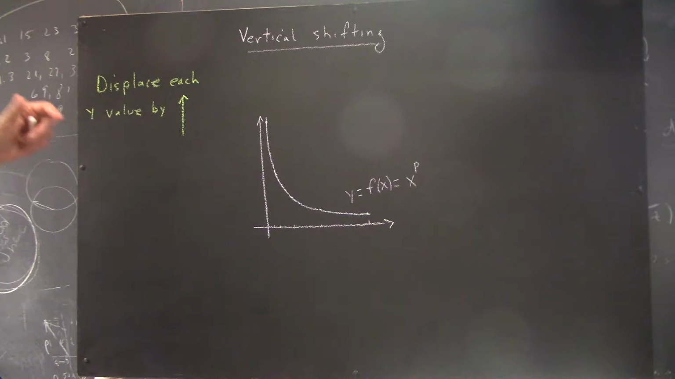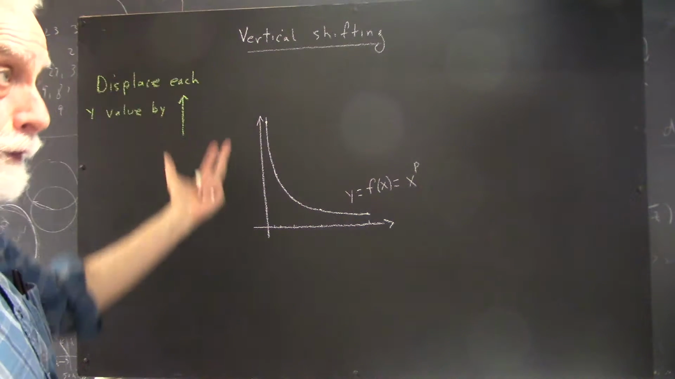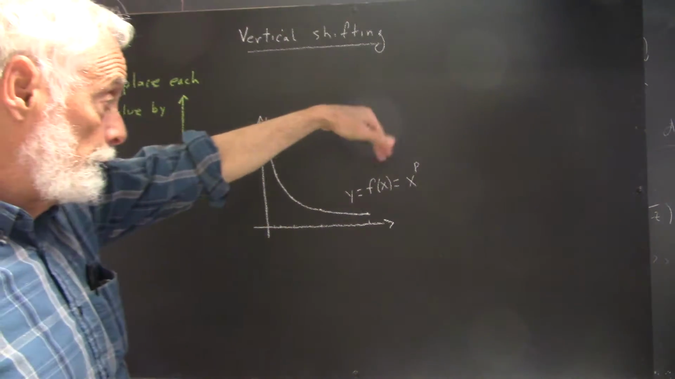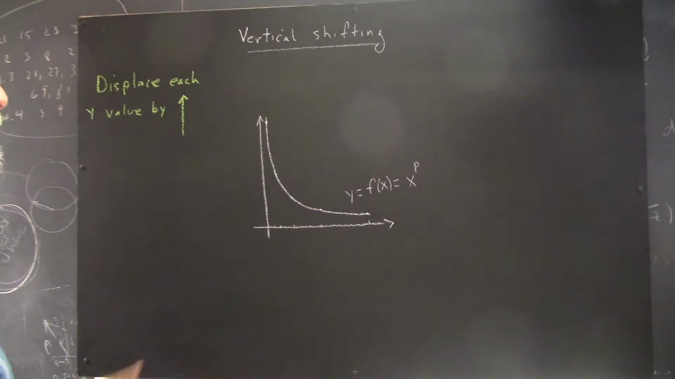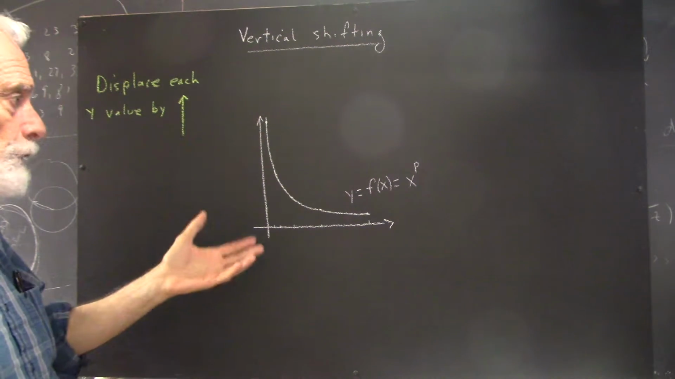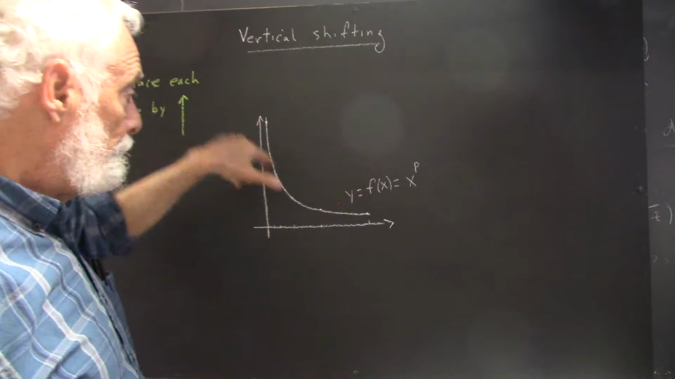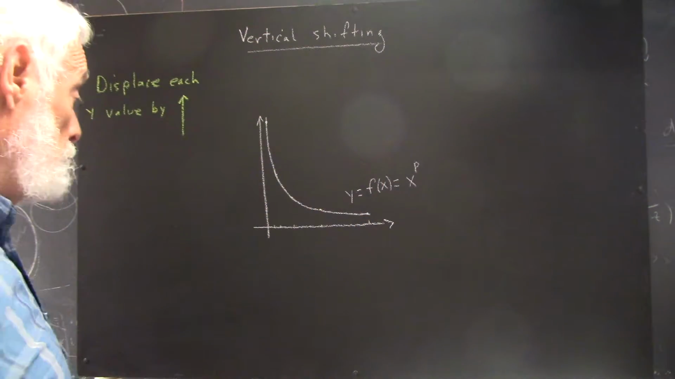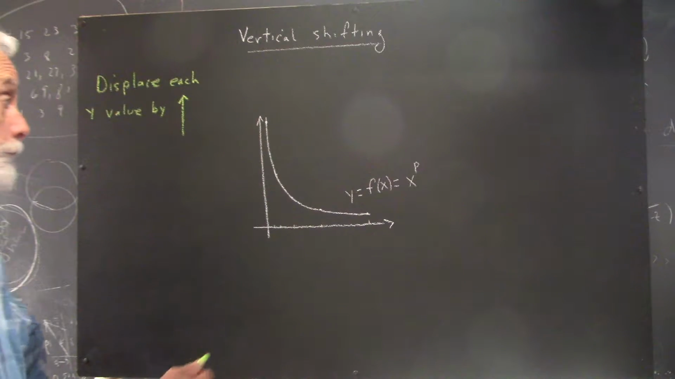Okay, now we want to vertically shift a graph. So here's a graph of a power function, y equals x to the p. It looks different than the power function we used in the preceding video where we were doing a vertical stretch, but there's no particular reason why. I just want to use a little variety in the power functions.